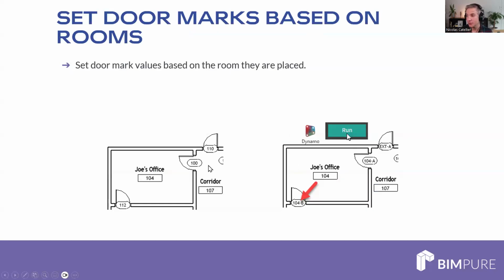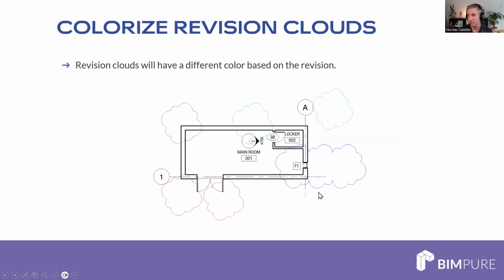Another one is, for example, renumbering doors. That's a script that we'll explore in the next episodes on Wednesday, in fact. You can see that for these doors, we want them to match the room's number. So the room is 104. We'll have doors 104-A and 104-B. That's possible with Dynamo. Another request from a client was to colorize the revision clouds based on the revision number. So revision number 1, the clouds would be red, revision number 2, they would be green, and so on. Again, possible with Dynamo.